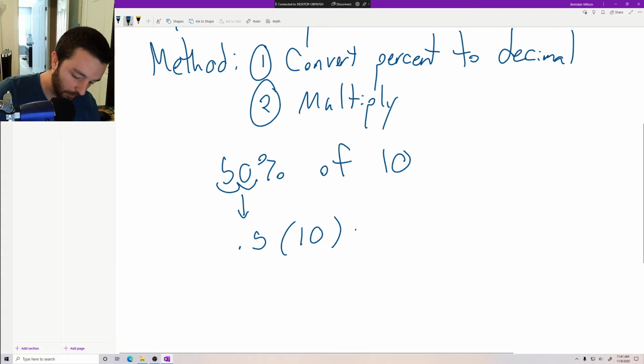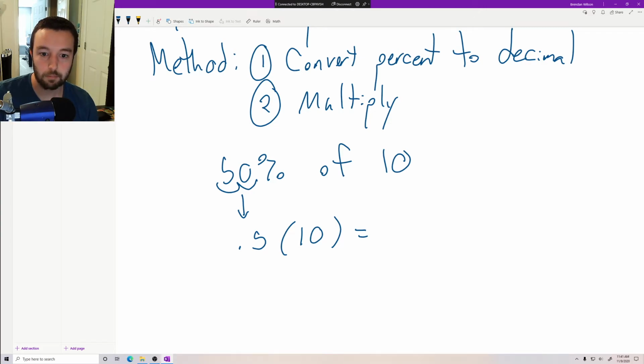Anyway, so we would go ahead and do this. You would do the methods that we had for decimal multiplication. Or, when we're multiplying by 10, you just move the decimal to the right, just one time. So we end up getting 5.